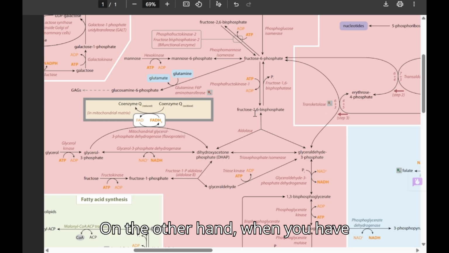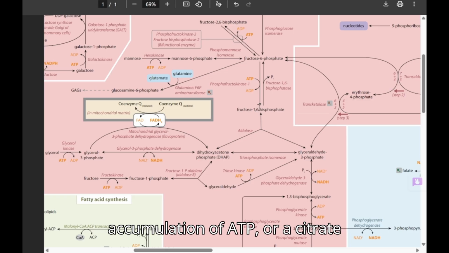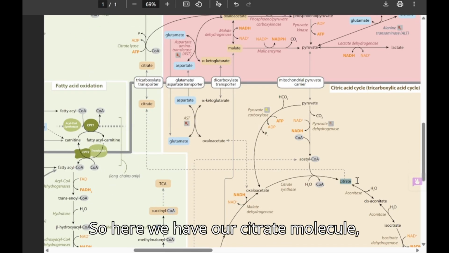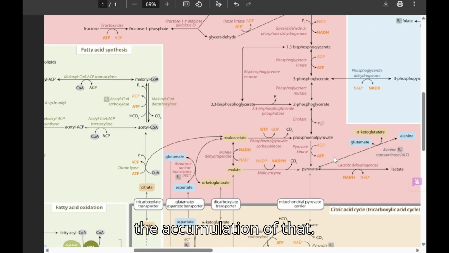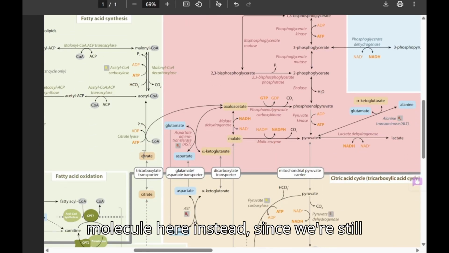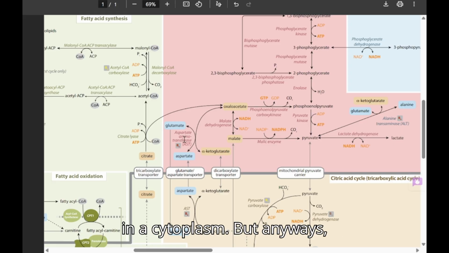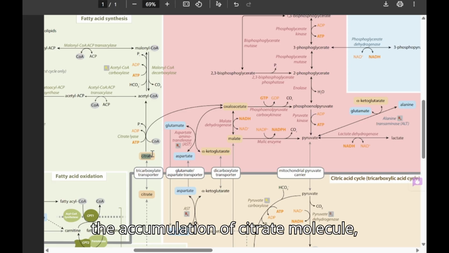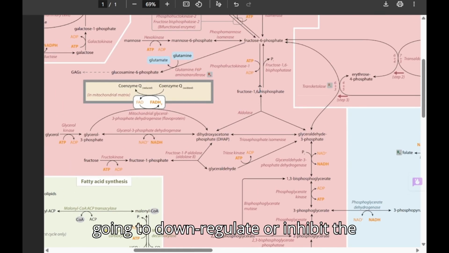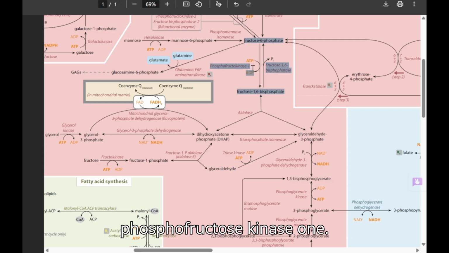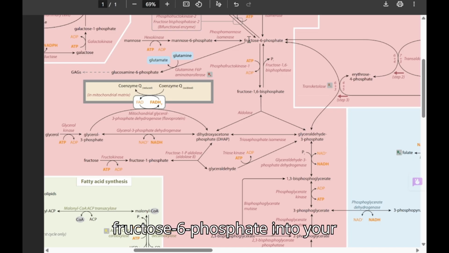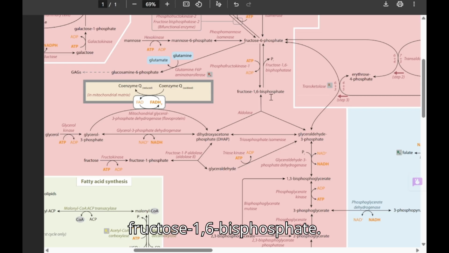On the other hand, when you have accumulation of ATP or a citrate molecule that we see over here, or I should highlight the citrate molecule here instead since we're still in the cytoplasm. But anyways, the accumulation of citrate or ATP is going to downregulate or inhibit phosphofructokinase 1, which is ultimately going to lead to decreased conversion of fructose 6-phosphate into fructose 1,6-bisphosphate.